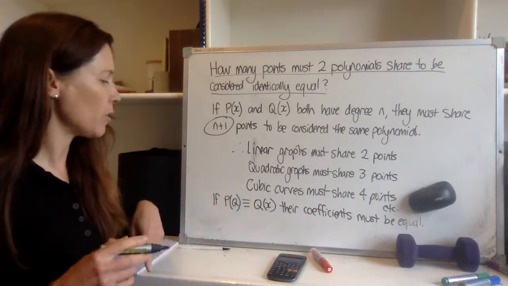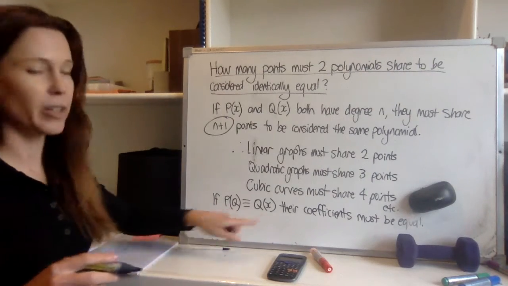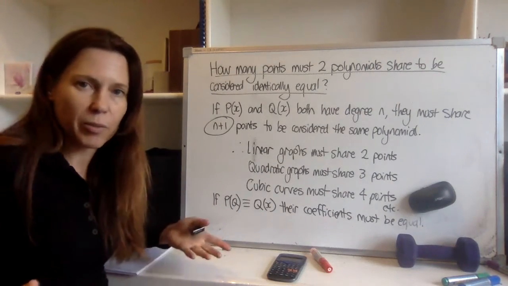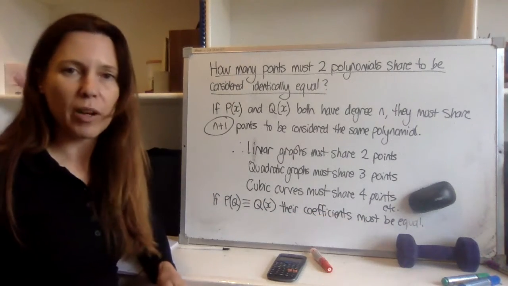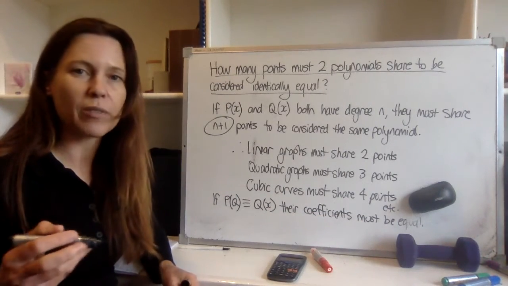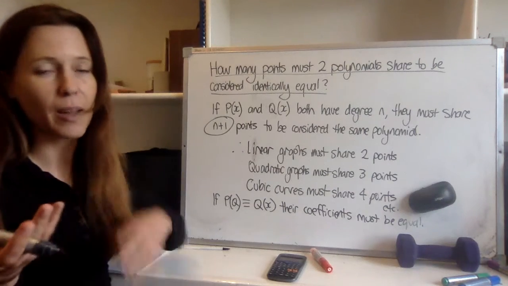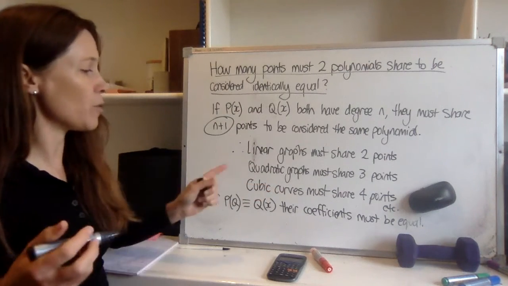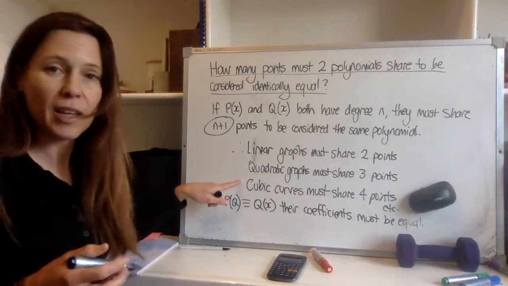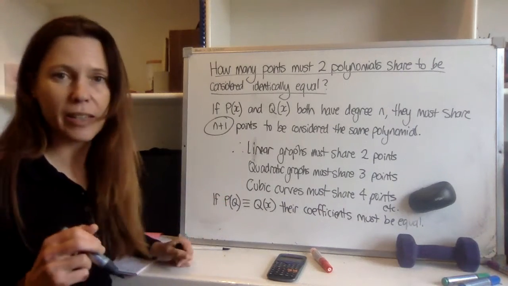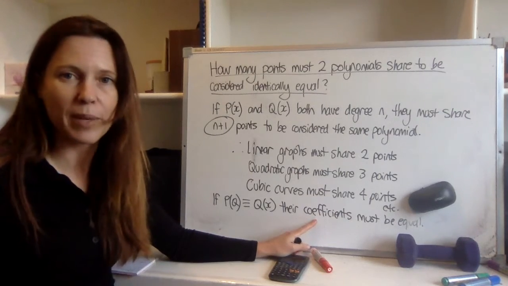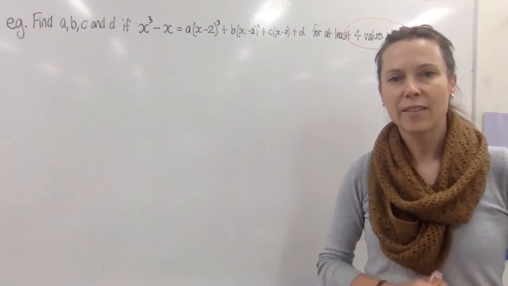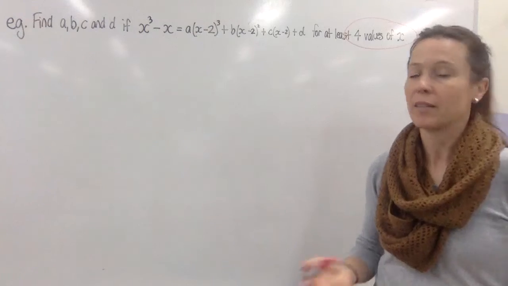We can also say then that if two polynomials are identically equal, in other words, they're the same polynomial, then their coefficients must be equal. So you'll quite often see HSC questions where you've got one polynomial that's factorised and one that isn't. And if you know something about how many points they share and can reason that they are identically equal, then you can equate their coefficients because they must actually be the same. So now let's look at an example where we can use that knowledge.